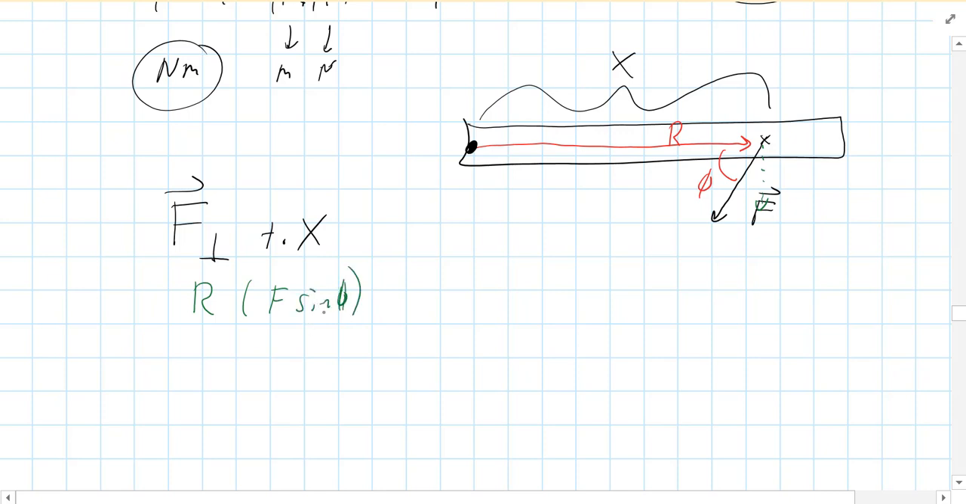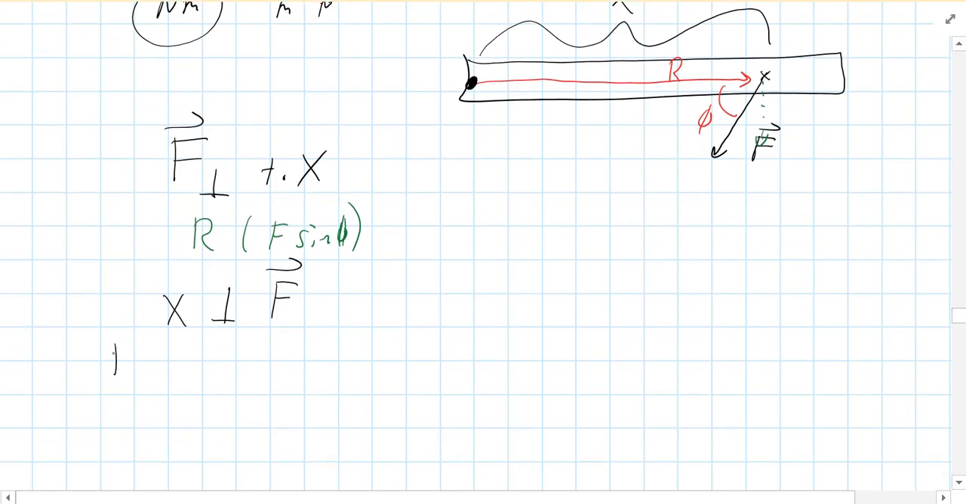And that would give you the torque created by that force, how much is trying to make that bar spin. But the other way to do this is to find how much of x is perpendicular to the force. This has a name. It's called the perpendicular lever arm. I've probably spelled perpendicular wrong, but hey, I'm not a speller.